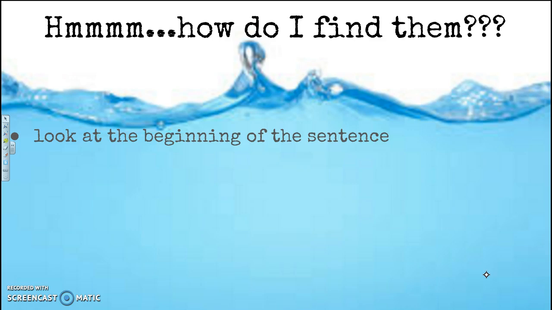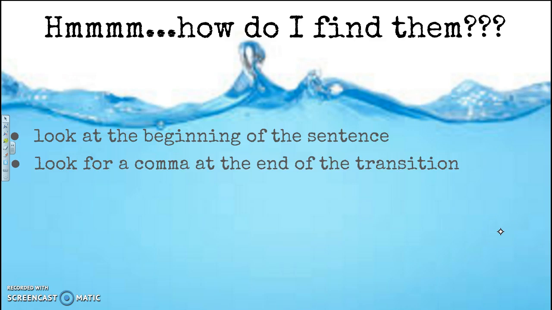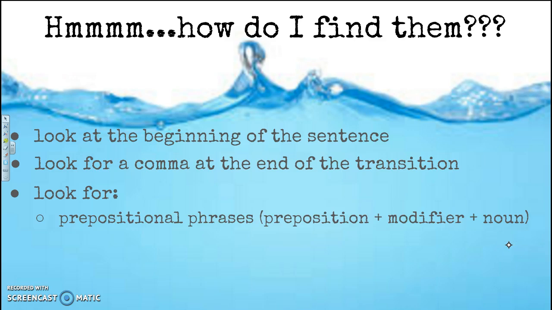First, we're going to look at the beginning of the sentence. And I say how do we find them, but it's also how do we use them, how do we write with them. So if we're reading something, we look at the beginnings of sentences, or if we notice we don't have any, we need to put them at the beginning of our sentences. When we find a transition, we need to make sure there's a comma at the end of the transition. And so what kinds of transitions are we talking about here?